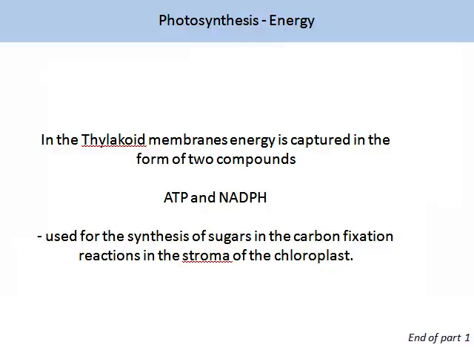ATP is used during the light reaction, whilst NADPH is used in the carbon cycle. The reaction with NADPH is linked or coupled to the reaction with ATP. This brings us to the end of Part 1.